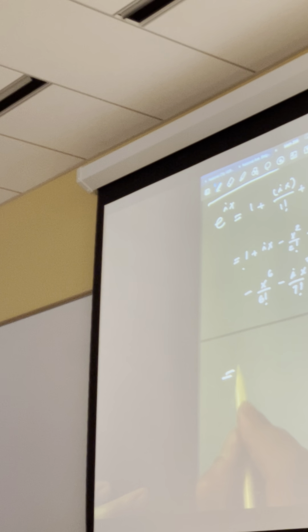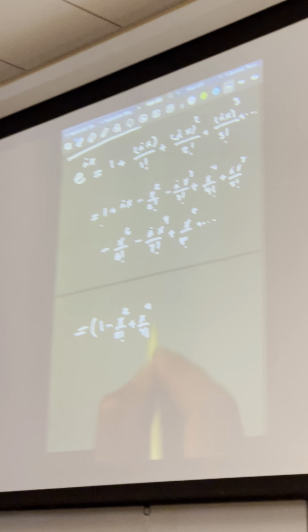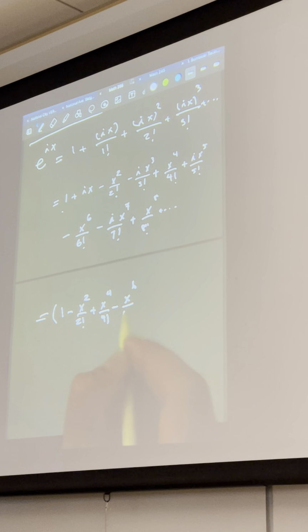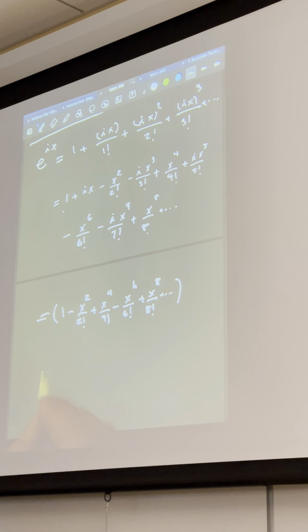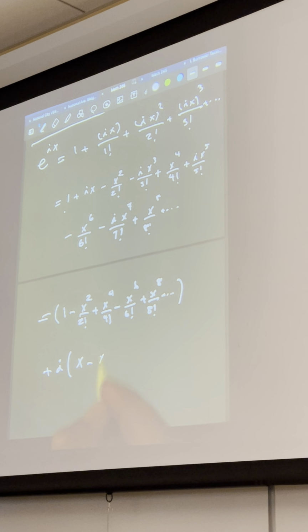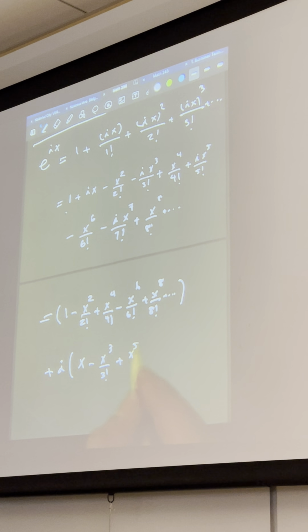The real part would be 1 minus x squared over 2 factorial plus x to the power of 4 over 4 factorial minus x to the power of 6 over 6 factorial plus x to the power of 8 over 8 factorial, keep going. And then plus i factor, you have x minus x cubed over 3 factorial plus x to the power of 5 over 5 factorial minus x to the power of 7 over 7 factorial. Keep going.